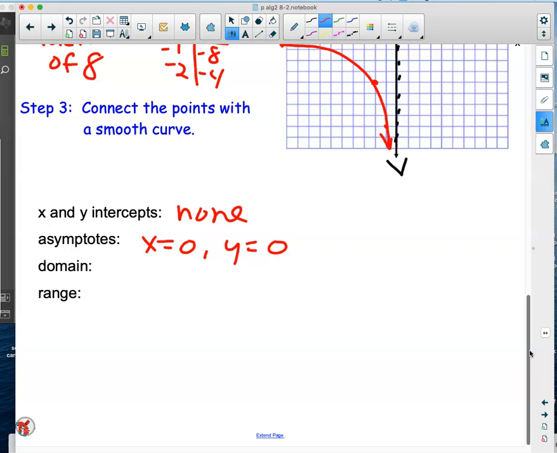Now, domain and range. Domain is where we say there's one x value we're never going to use. What x value did we never reach? 0. Notice it's the asymptote. And then what y value for the range are we never going to get to? Exactly. So if there's no h and k, this is pretty standard. This is what we're going to find out for x and y intercepts, asymptotes, domain and range.